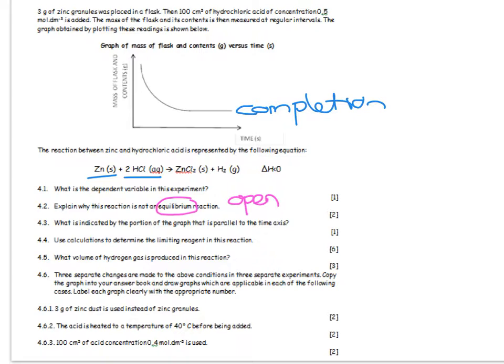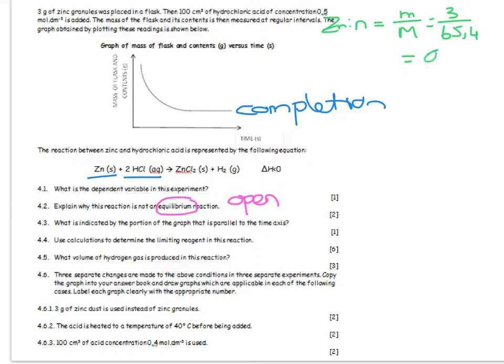Use calculations to determine the limiting reagent for this reaction. So the first thing that I need to do is decide what is my number of moles of zinc and what is my number of moles of hydrochloric acid. So first for zinc, I'm going to say mass over molar mass, because I've been given a mass. So it's 3 over 65,4.